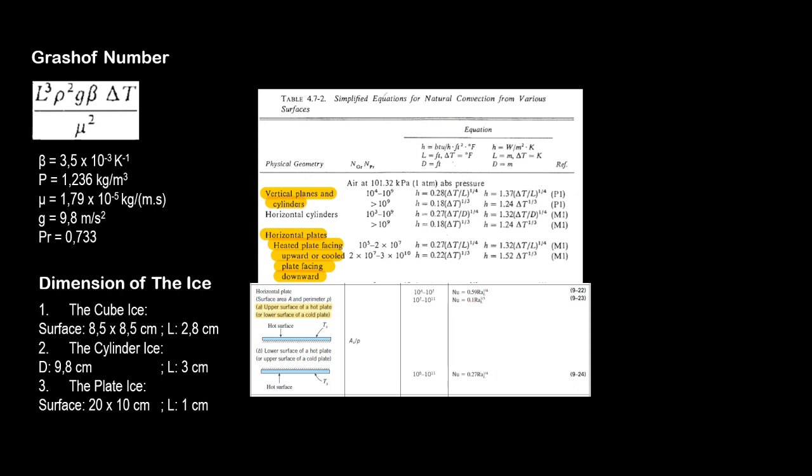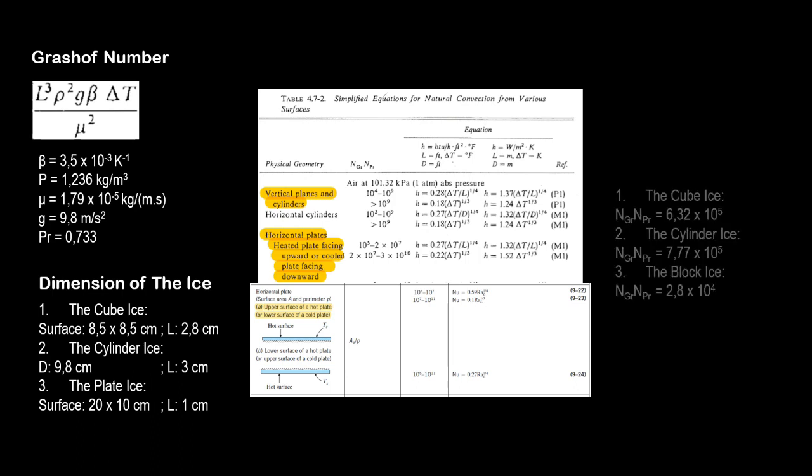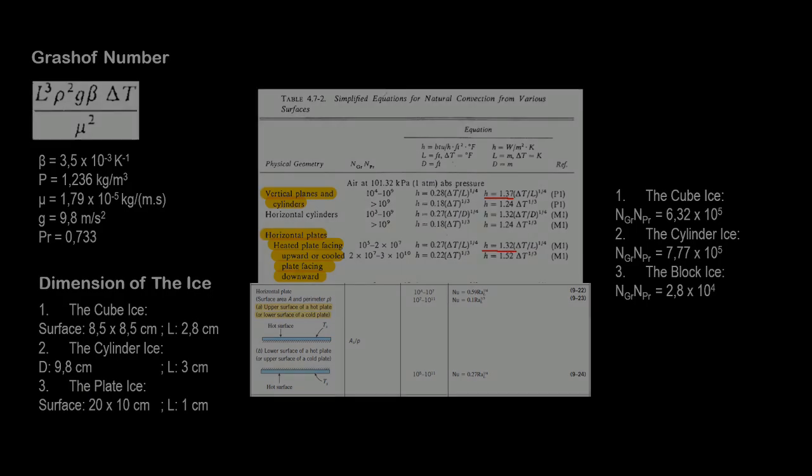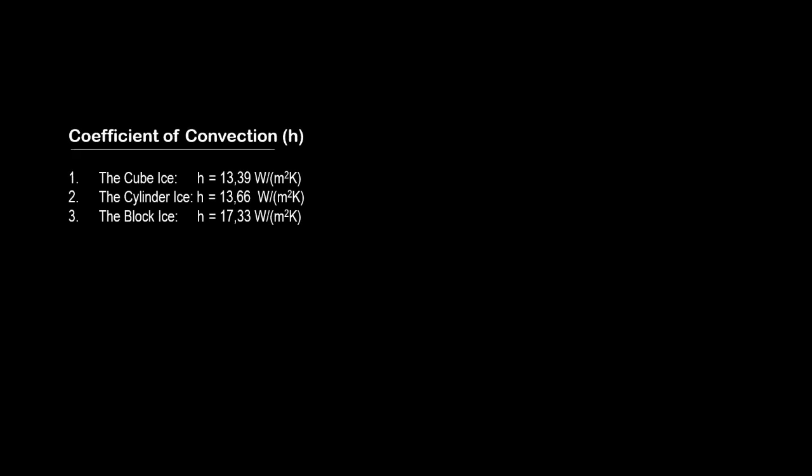After we get all the information, we can calculate the Rayleigh number, which is multiplying the Grashof number and the Prandtl number, and we can get the result in here. After that, we find the right equation for the Nusselt constant of convection, which for the cylinder is this one, and for the horizontal plate is this one. After all the calculation, we get the result in here for the coefficient of convection.